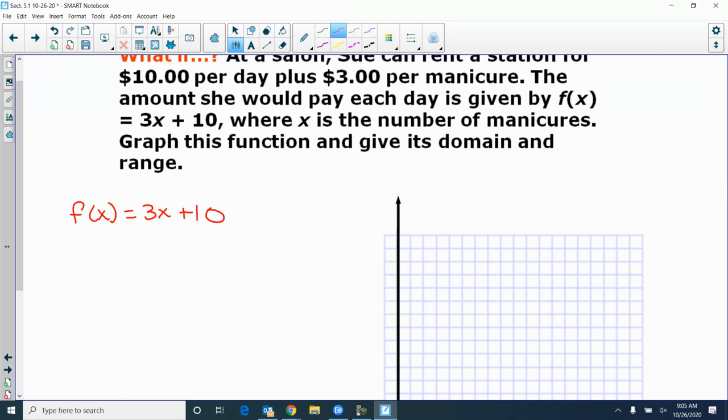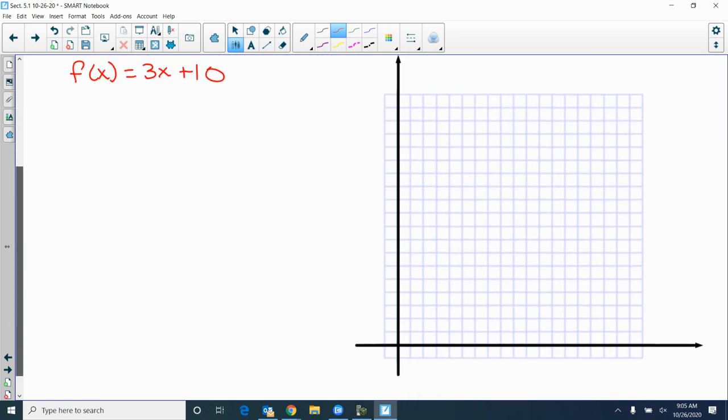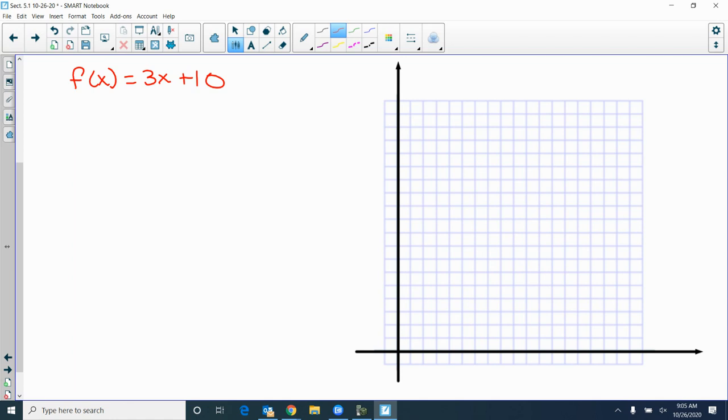That's how much she pays, where x is the number of manicures. Graph this function and give its domain and range. All right, before we graph it, let's go down here and on the x-axis, go ahead and let's see. Let me look at what you got there.